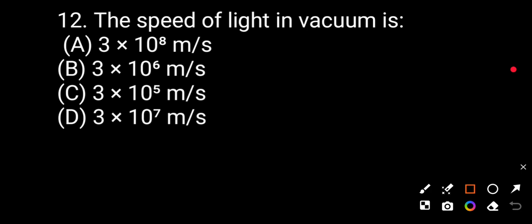Question number 12. The speed of light in vacuum is 3 into 10 to the power 8 meter per second, 3 into 10 to the power 6 meter per second, 3 into 10 to the power 5 meter per second, 3 into 10 to the power 7. The correct answer will be 3 into 10 to the power 8 meter per second. Option A is correct.